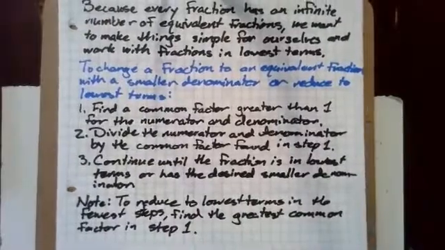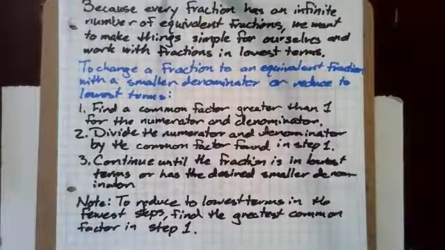Because every fraction has an infinite number of equivalent fractions, we want to make things simple for ourselves and work with fractions in lowest terms. To change a fraction to an equivalent fraction with a smaller denominator, or reduce to lowest terms, first find the common factor greater than 1 for the numerator and denominator, then divide the numerator and denominator by the common factor found in step 1. Continue until the fraction is in lowest terms or has the desired smaller denominator. Note, to reduce to lowest terms in the fewest steps, find the greatest common factor in step 1.